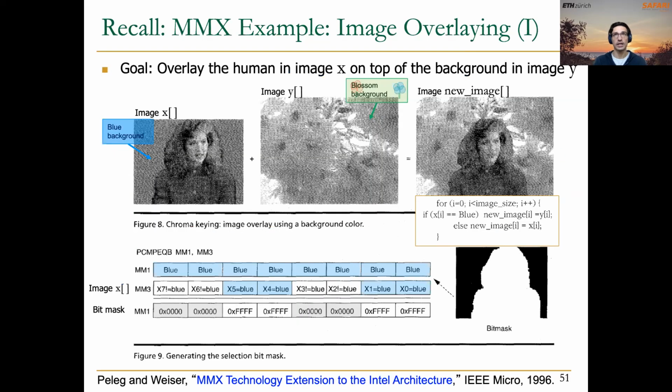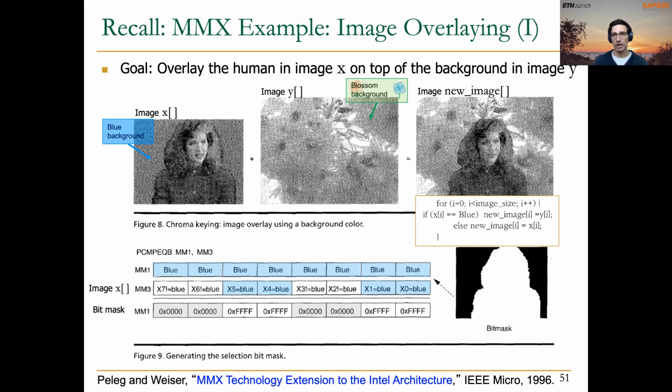We have seen this example of the human overlay, where we take pixels from one image X containing the image of a woman. We take pixels from one image Y containing a blossom background, and we combine them in order to create a new image that has the woman on top of the blossom background. One way to do this computation could be sequentially, going one by one over all the pixels of the image.